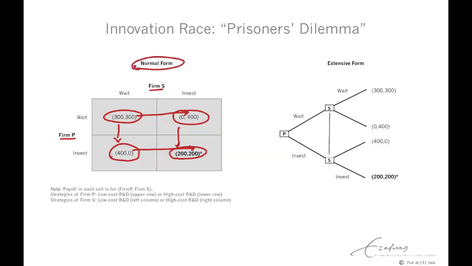The simultaneous move game is depicted in the normal form. And the normal form is the matrix form as you see here on the left hand side of this figure. Another way of expressing this game is the extensive form or tree-like form. In the extensive form, we see branches of each of the actions of the firms. So firm P can wait or invest, and firm S can also wait or invest. This dotted line in the middle means that they have the same information set or that the actions move simultaneously.